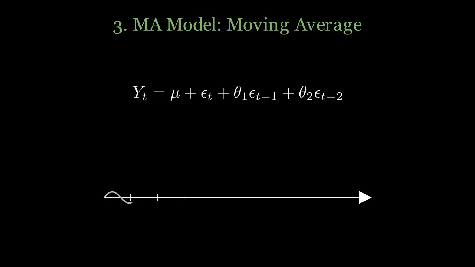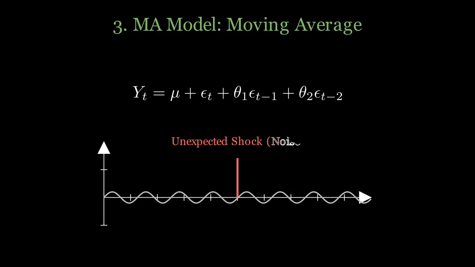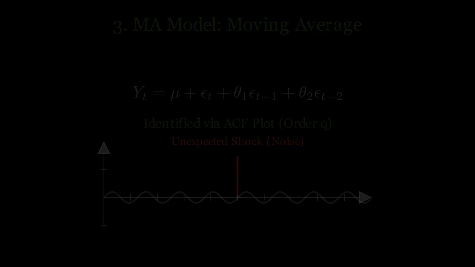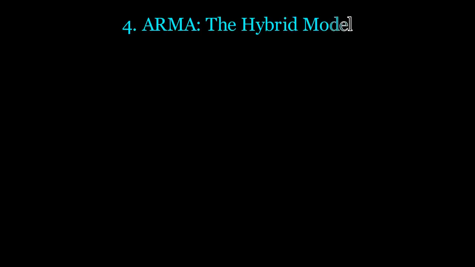Next is the MA model, or moving average model. Don't let the name confuse you. It's not the same as a simple moving average. An MA model predicts the current value based on past forecast errors. Imagine a sudden supply chain shock affecting a company's stock. The MA model captures how these shocks, or noise, from previous days impact today. We use the ACF, or autocorrelation function, to find the order q. If the ACF drops to 0 after lag 1, it's an MA(1).